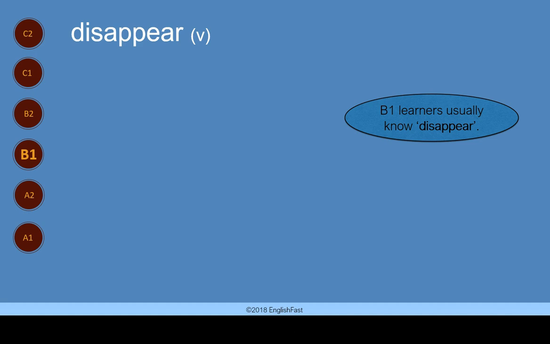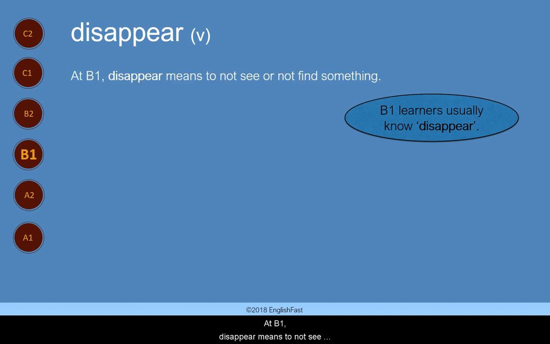Disappear. Disappear is a verb. At B1, disappear means to not see or not find something. Here are some examples.